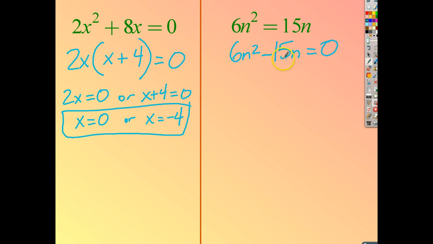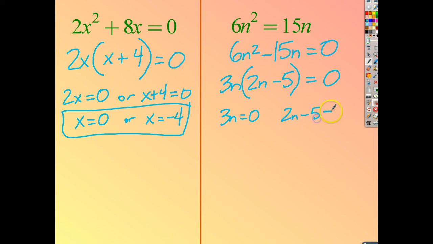Now I can look for common factors. There's definitely an n in both of these, and 6 and 15 can both be divided by 3. So let's pull 3n out from each of these, and I'm going to get 2n minus 5, and that's going to be equal to 0. Now I can solve this. 3n will be equal to 0, or 2n minus 5 will be equal to 0. So n is equal to 0, or n is equal to 5 halves. Move 5 to the other side, then divide by 2.